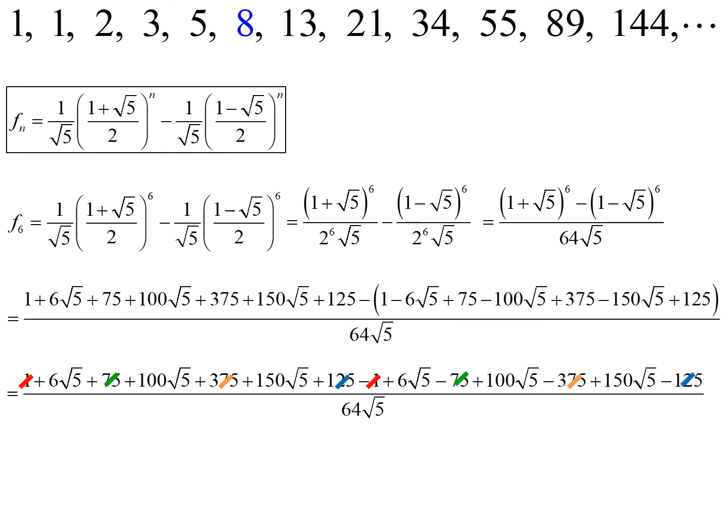And so I add up the top, I have a 6 root 5 plus a 100 root 5 plus a 150 root 5. So, let's see, that gives me 256 plus another 256 root 5. That's 512 root 5 over 64 root 5. The root 5's cancel. 512 over 64, you can check this out on your own. It is 8, and that gives me the 6th Fibonacci number.